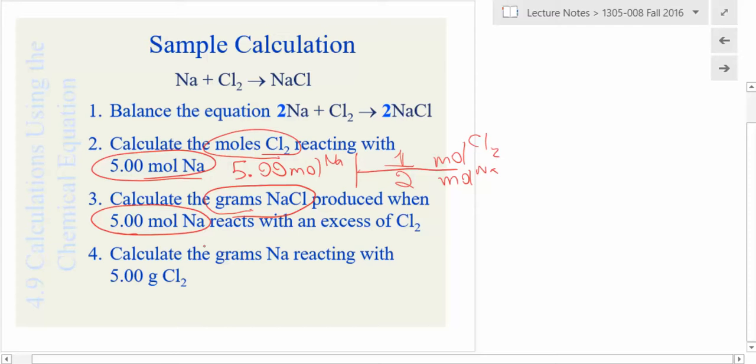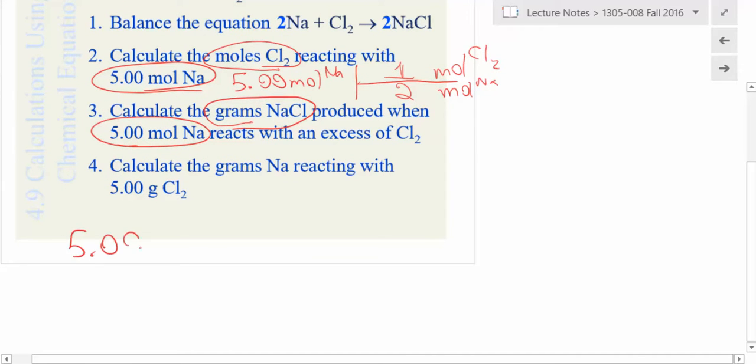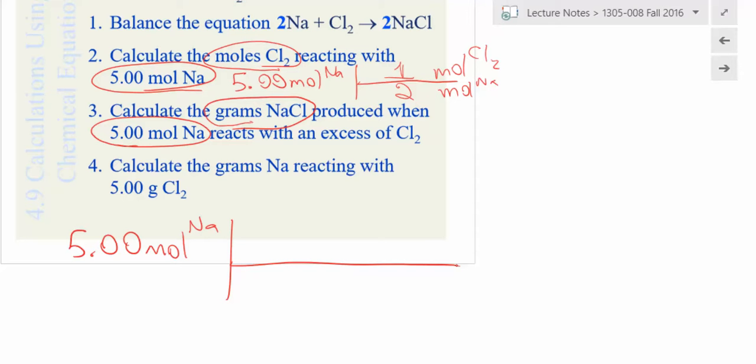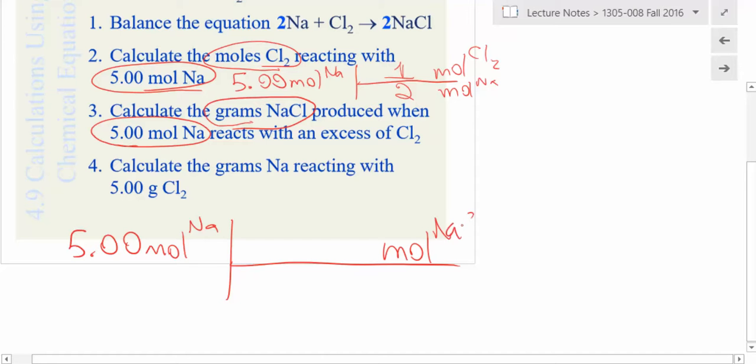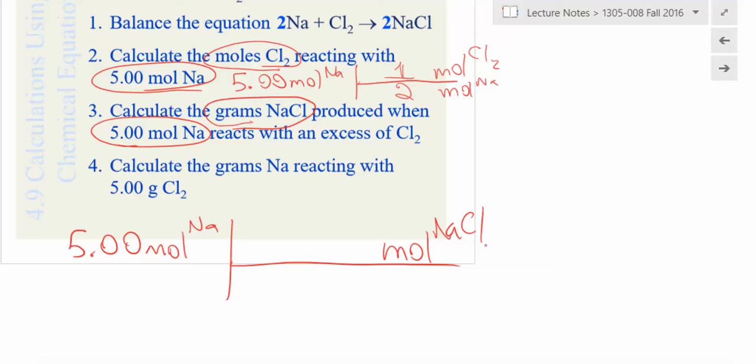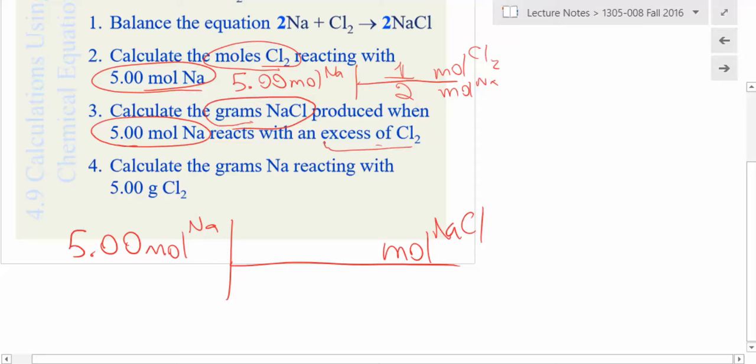And I'm starting with, for number 3, 5.00 moles of sodium. It wants me to go to the grams of sodium chloride. Can I do that in one step? No. What do I have to do first? Moles of NaCl. The other thing, right? Moles of sodium chloride. That's the stoichiometry step. Moles of one thing to the moles of something else. So the excess of that doesn't matter. Excellent. This excess of chlorine has no bearing on this question.